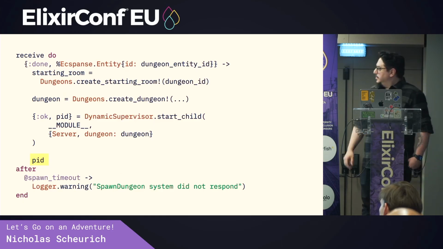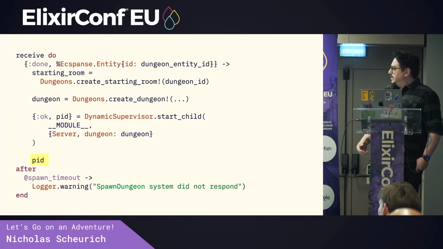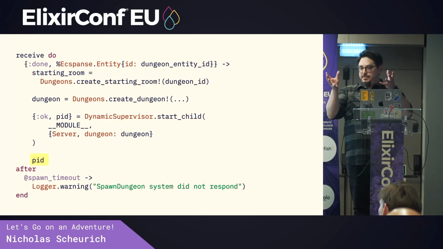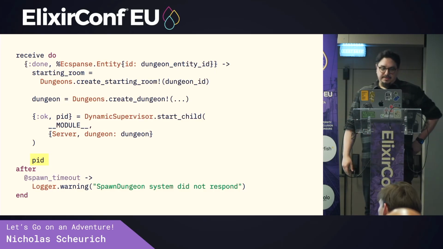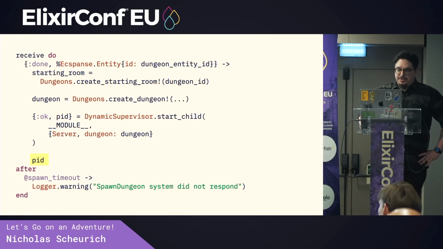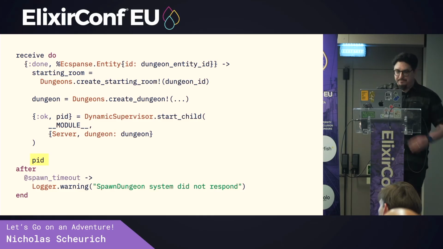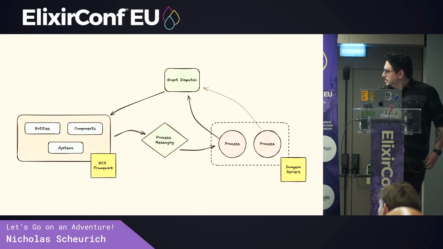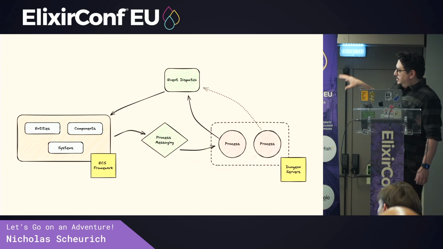So what we do with that message is some more setup stuff: create the initial room, that's the room that we saw come up on the screen. We create the dungeon itself, and we start up the dungeon server. And then we return the dungeon server's process ID, thus completing the cycle.